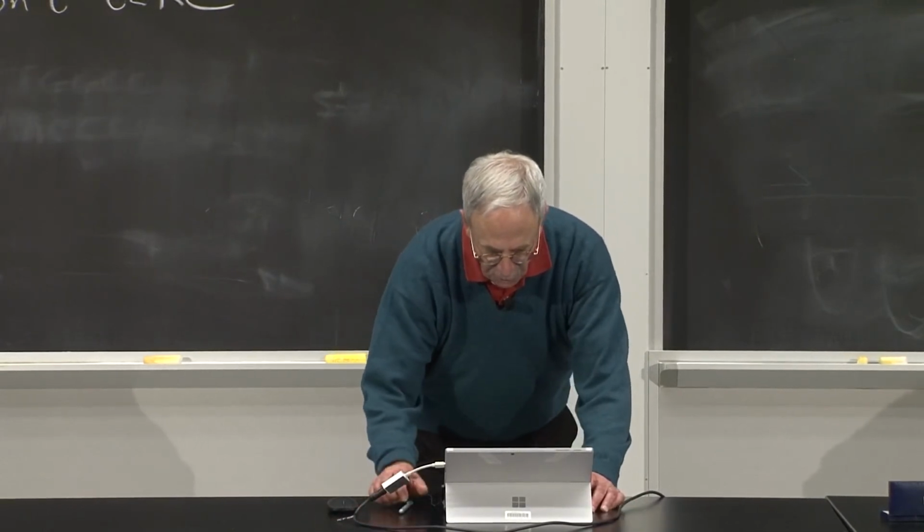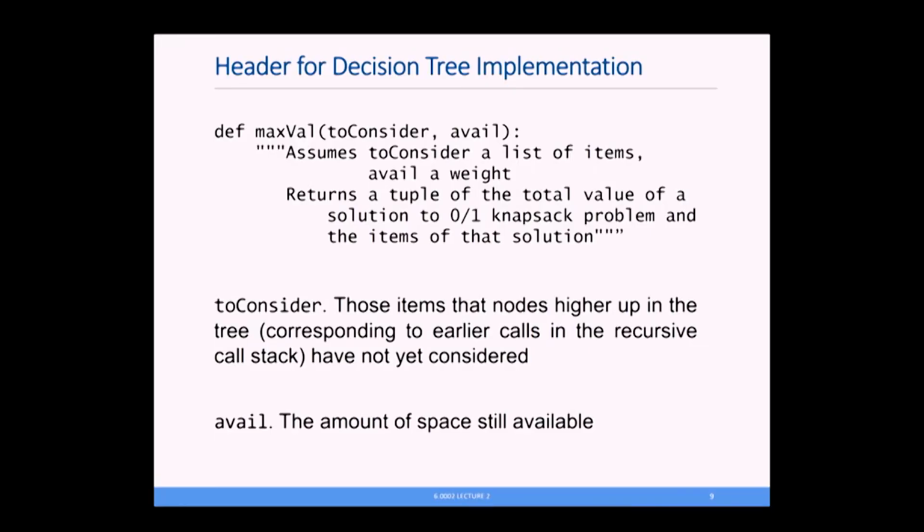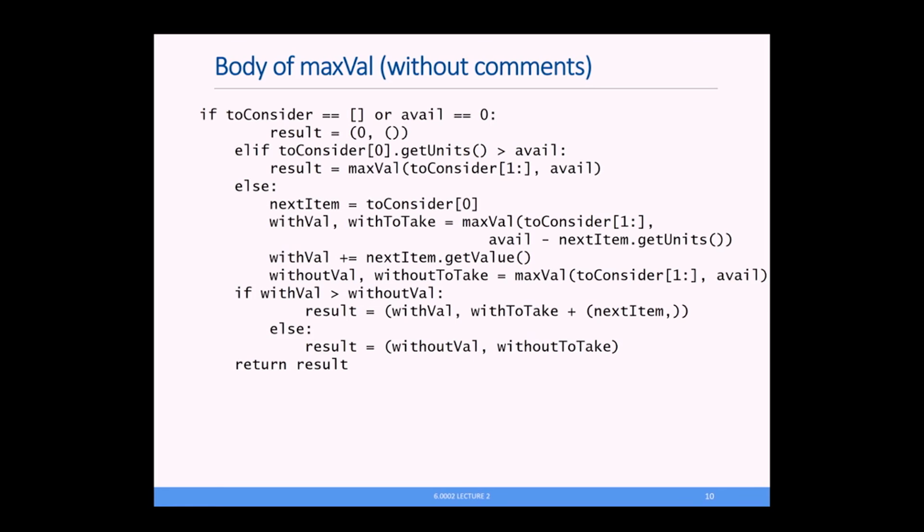All right, let's go back to the PowerPoint. So I'm just going through the code again that we just ran. This was the header we saw. To consider is the items that correspond to the nodes higher up the tree. And avail, as I said, the amount of space. And again, here's what the body of the code looked like. I took out the comments.